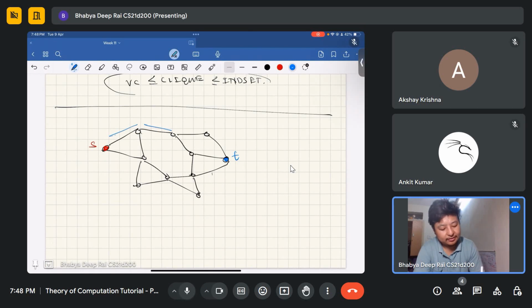For example, here is a path. So what is a simple algorithm to solve this? Whether there exists a path between two given vertices in a graph. Let me repeat. We are given a graph and two vertices S and T. We want to check if there exists a path from S to T.